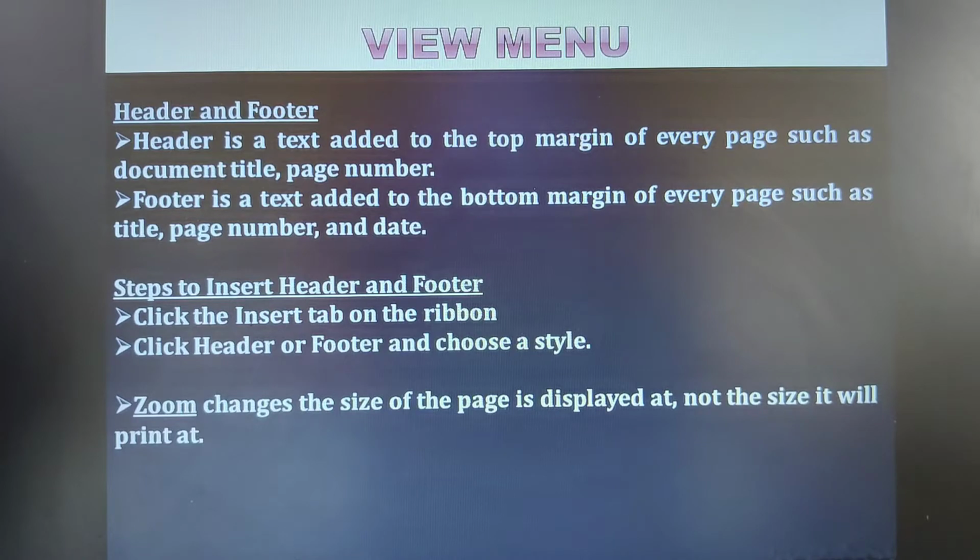What are the steps to have a header and footer in your Excel document? Again, go to the Insert tab there, click onto the Insert tab on the ribbon. Click on header or footer and choose the specific style, because we have different kinds of styles under the header and footer.